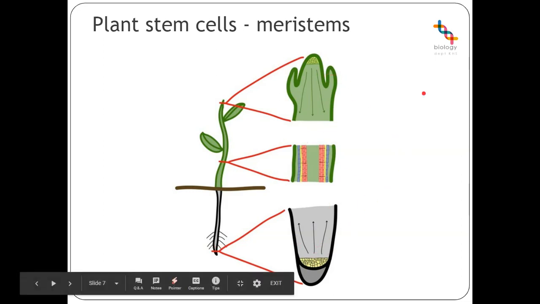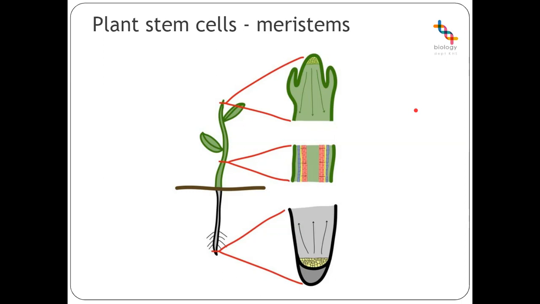However, we also have lateral meristems in plants, and these occur at the sides of the stems, and that allows the stem to get thicker or fatter.